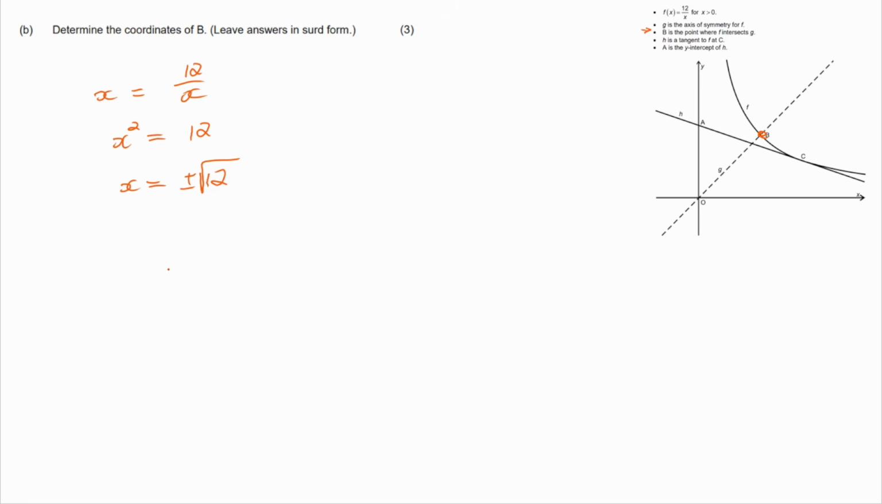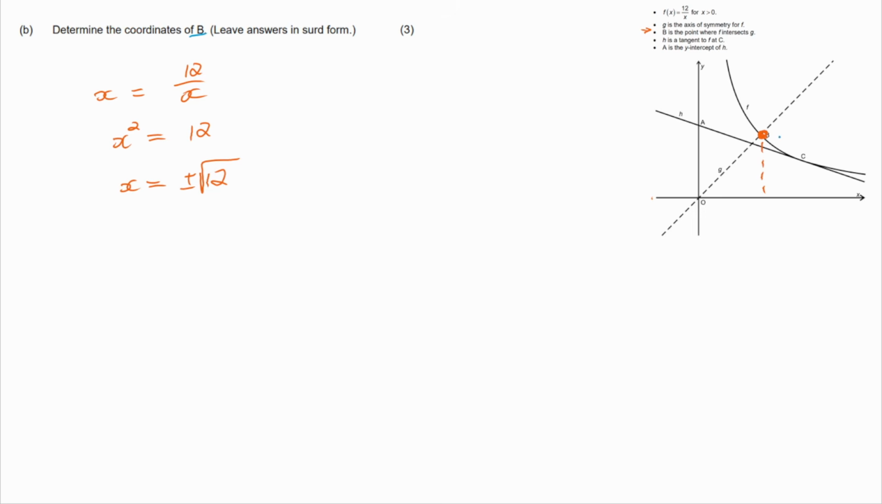And so obviously we know that the x we're dealing with here for B has to be positive root 12, because the other one would be down here at negative root 12. But we're dealing with the positive one because B is obviously on the positive side. Okay, so they want the coordinates of B.